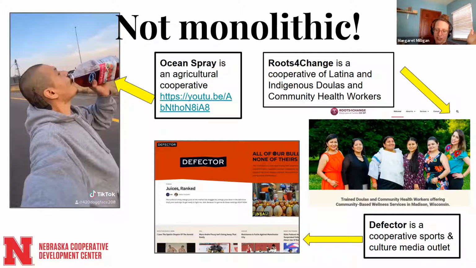Another example is Defector, which is a cooperative sports and culture media outlet that's online. And this is a worker cooperative owned by the people who write the content for the site. So there's just a lot of variety in the cooperative world.